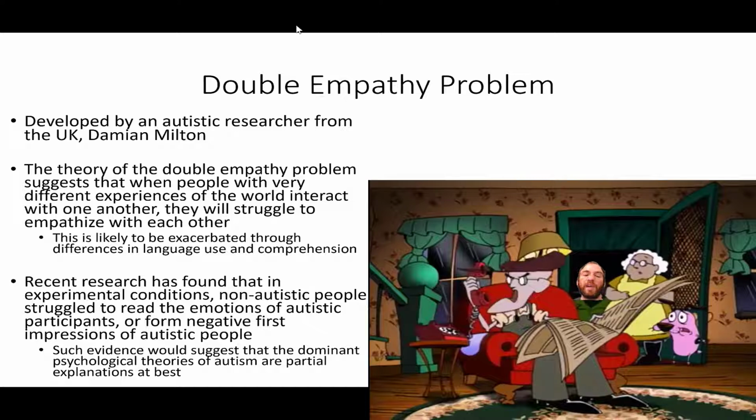Recent research has found that in experimental conditions, non-autistic people struggle to read the emotions of autistic participants or form negative first impressions of autistic people. Such evidence would suggest that the dominant psychological theories of autism are partial explanations at best. So rather than a deficit approach wherein autistic people lack theory of mind, literally the ability, and think of going back to our definitions of social cognition.